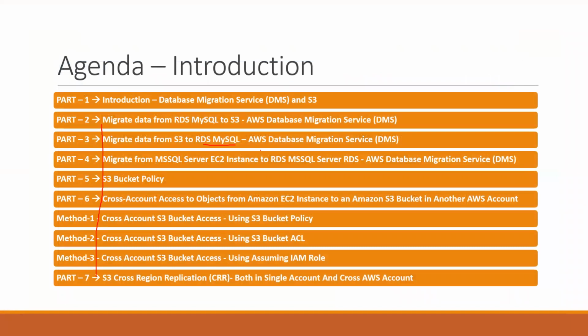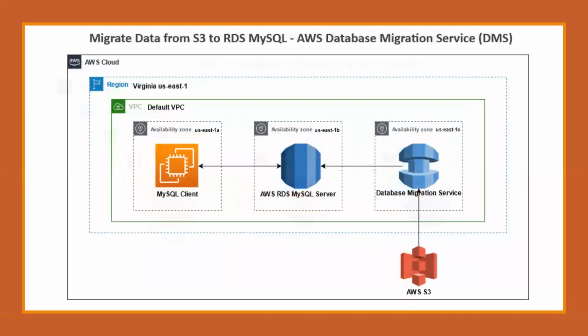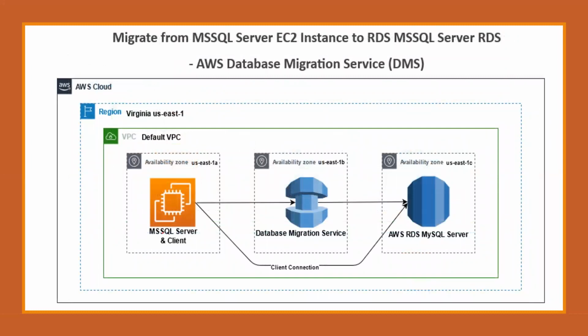In part 4, we will discuss how we can migrate MS SQL Server to RDS MS SQL, meaning how we can migrate data from an MS SQL server to an RDS MS SQL server. You can see in this diagram, this is our MS SQL server, and this is the RDS MS SQL server in AWS. Using the data migration tool, we will migrate data from this MS SQL server to the RDS MS SQL server.